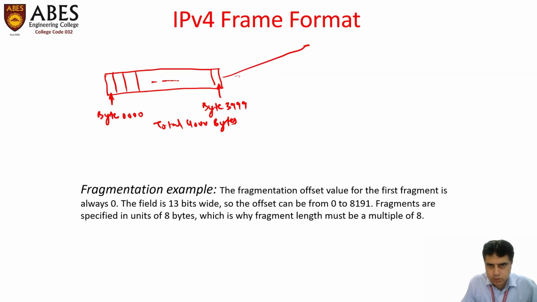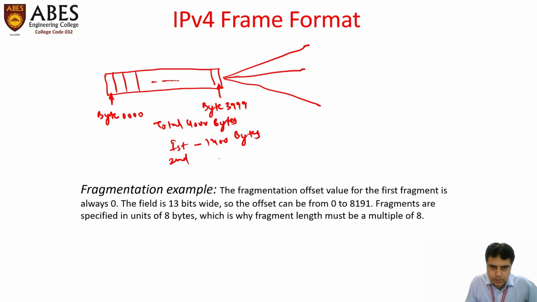Suppose we want to create three fragments of this datagram. The size of the first fragment is 1400 bytes. The second fragment is 1400 bytes. And the remaining third fragment is 1428, minus 4000, 12.